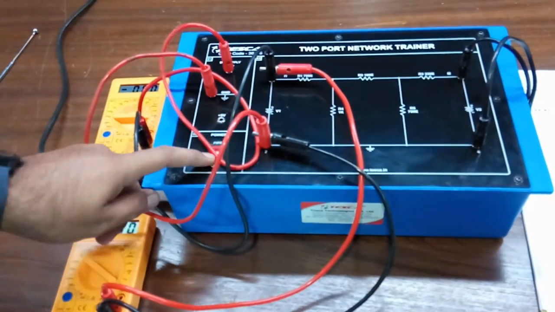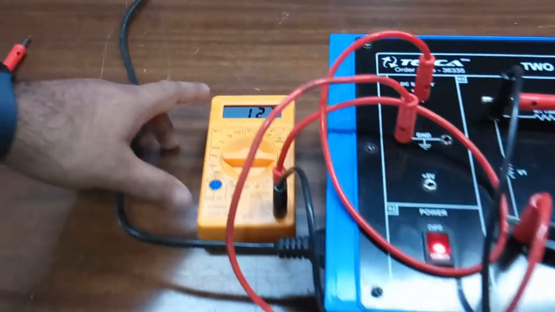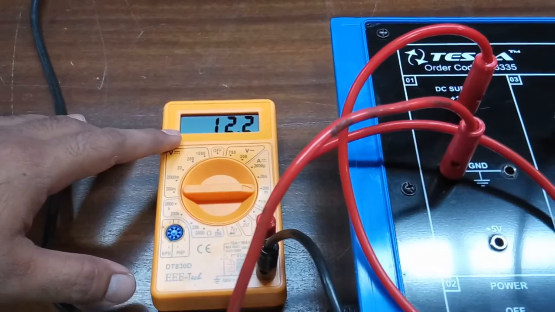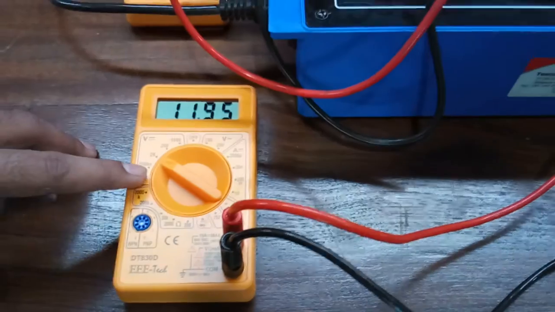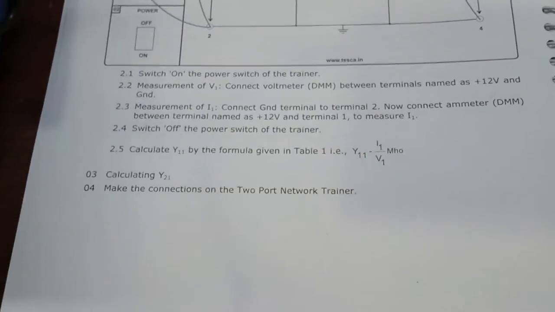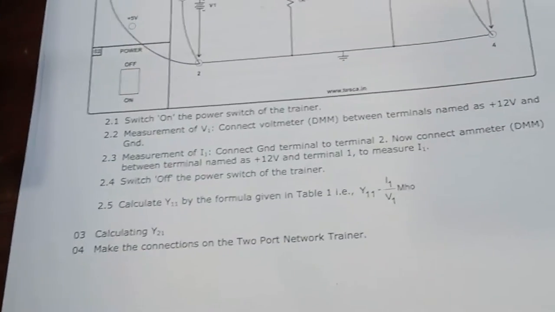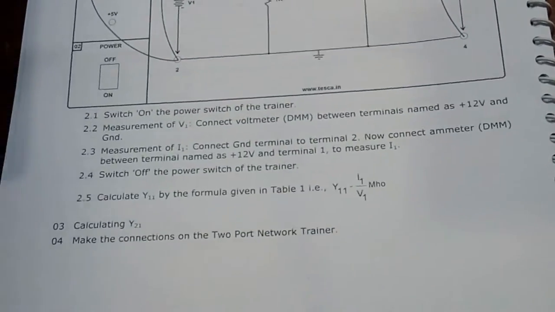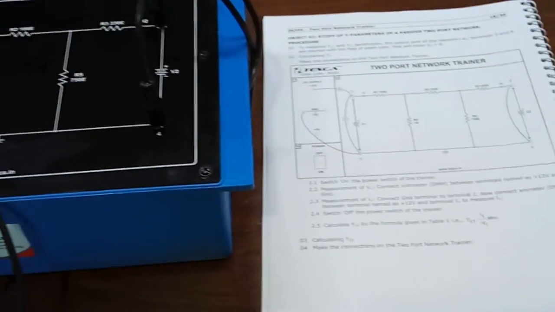So now we switch on the power supply and we will see the circuit is showing 12.2 milliamps current and around 12 volts DC. So this is the I1 current and V1 voltage of this two port network, which is required to calculate the Y11 parameter. Put these values in the I1 and V1 table and you will get the Y11 parameter.